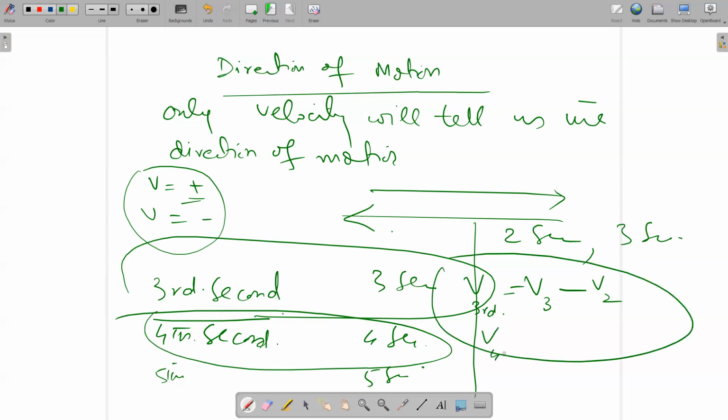If you want to find the velocity at the 4th second, what will you do? You will find the velocity at the 4 second minus the velocity at the 3 second. I'm saying 3 second, I'm not saying the 3rd second. Understand? So you must understand the 3rd, the 4th, the 5th second.